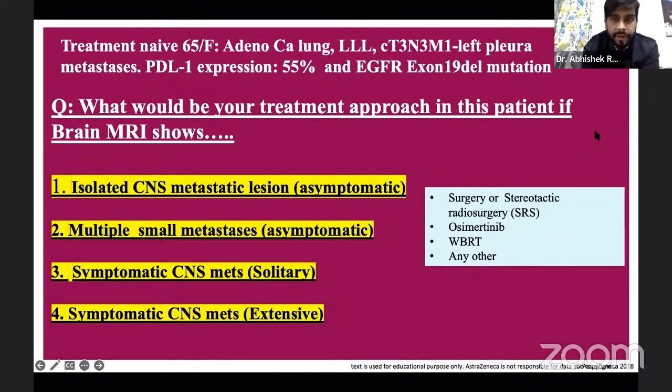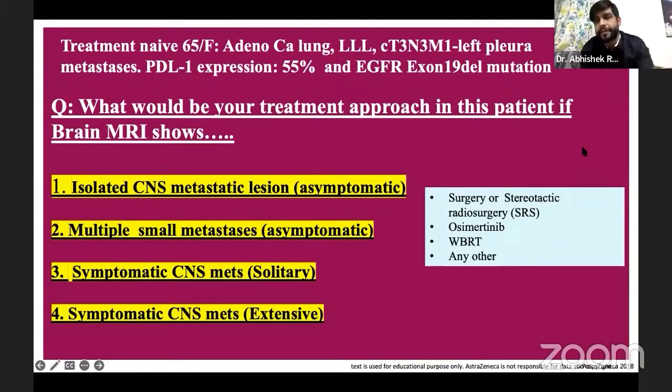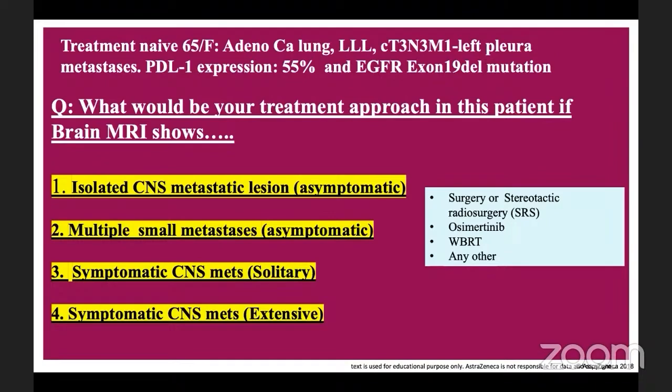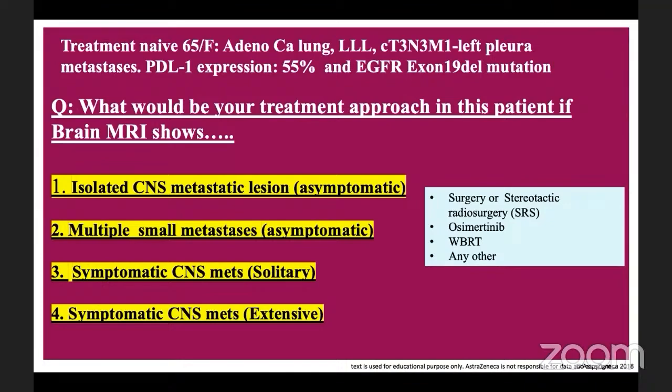Any difference in opinion? Yeah, Dr. Mukesh. Yes, sir. In symptomatic solitary CNS met, I think we can go for surgical excision of the isolated met also. Yes, that is right. I have a question also. Do we need to follow that with whole brain RT, or if there is complete excision, can we go to systemic therapy?